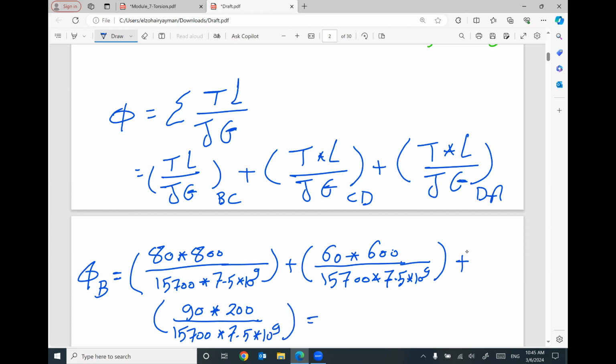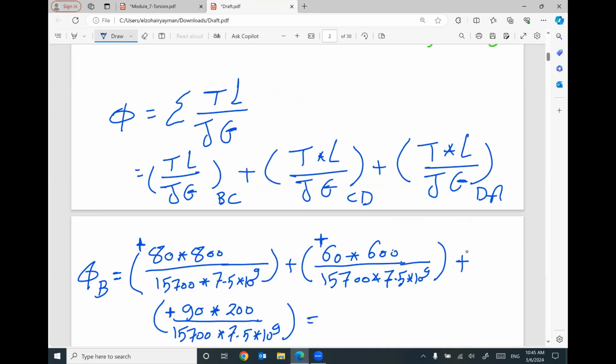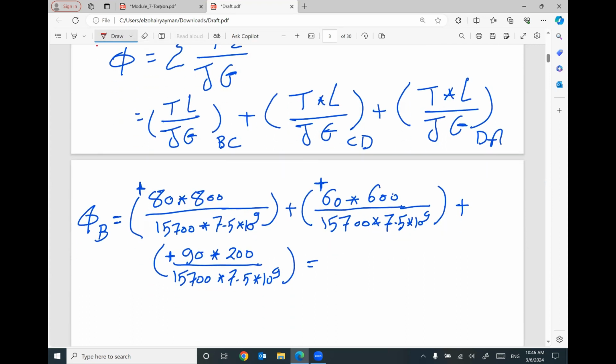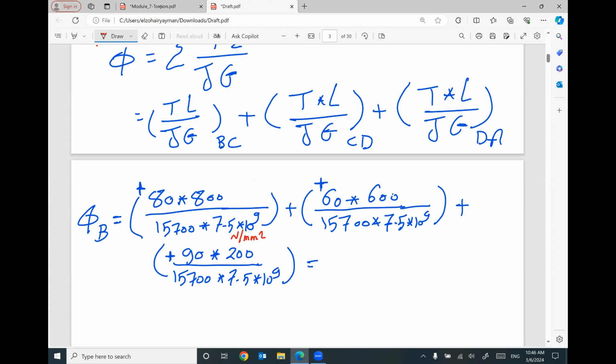Keep in your mind, this 80 is positive, this 60 is positive, this 90 is positive, because the final result for each torque at each cut is clockwise based on your assumption. Does that make sense? This G is in Newton per millimeter square. Is it correct? Is it megapascal? Yes, megapascal. So each one of these is Newton per millimeter square. This one is in millimeter to power 4. This one is in millimeter. So looks good.